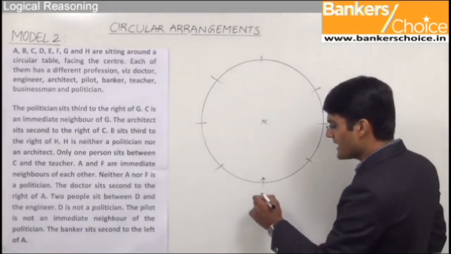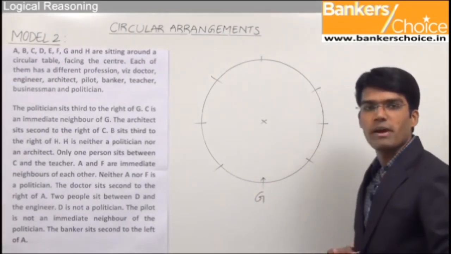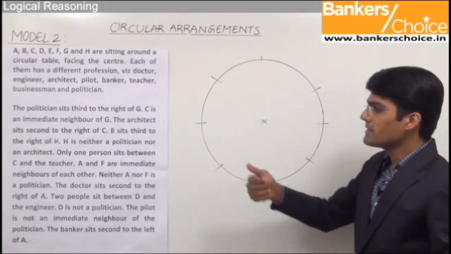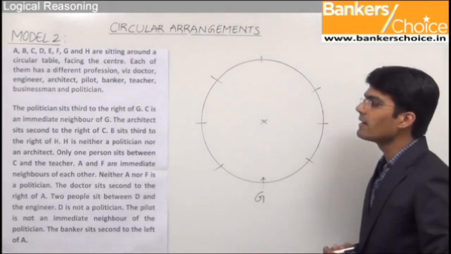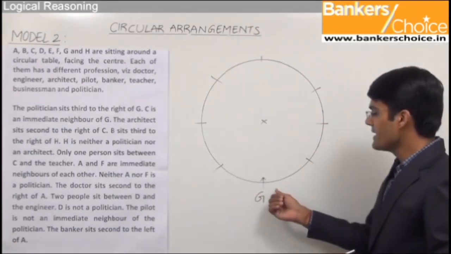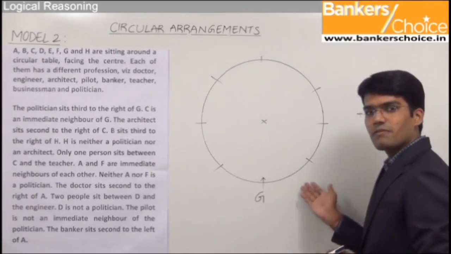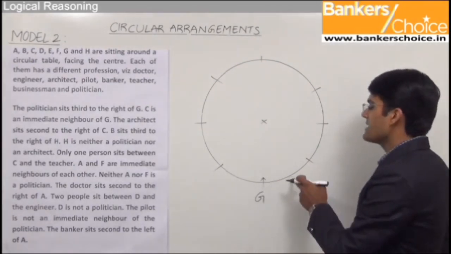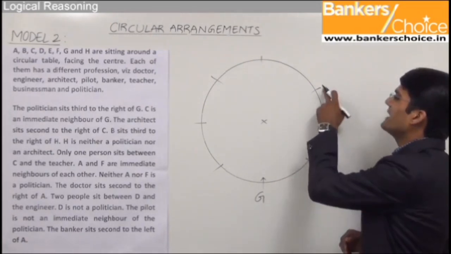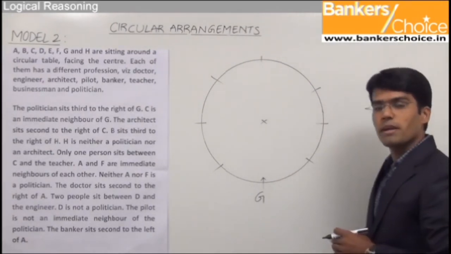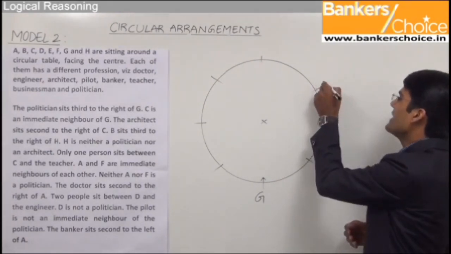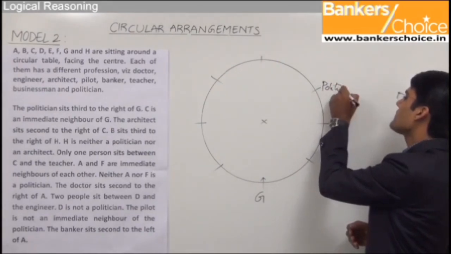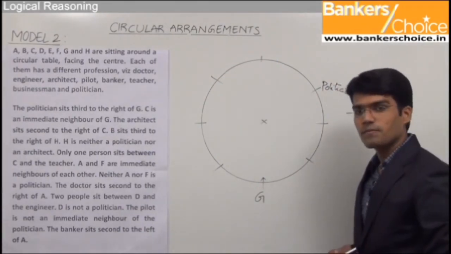So let us assume that this position is occupied by G. And since we know that the politician sits third to the right of G, we should place him towards the right, as the right of G will be in the anti-clockwise direction. So 3 places away from G, that is 1, 2 and 3. This place has to be occupied by the politician. So we can say that the politician sits in this position.